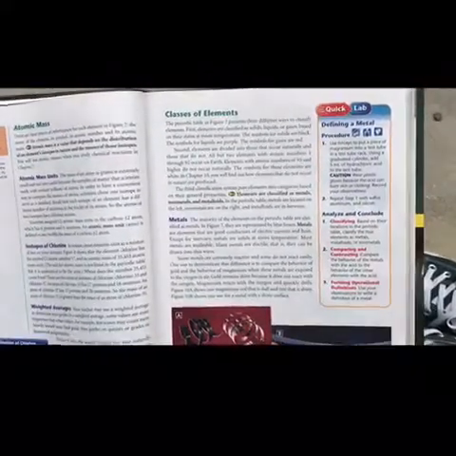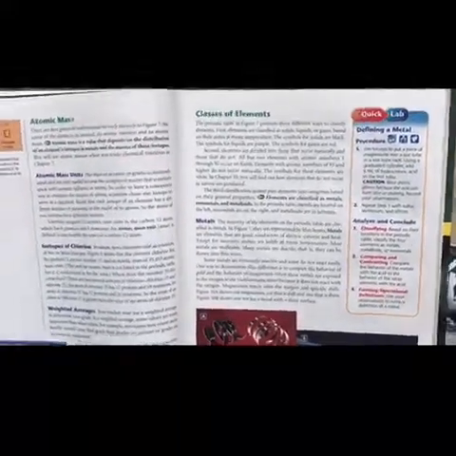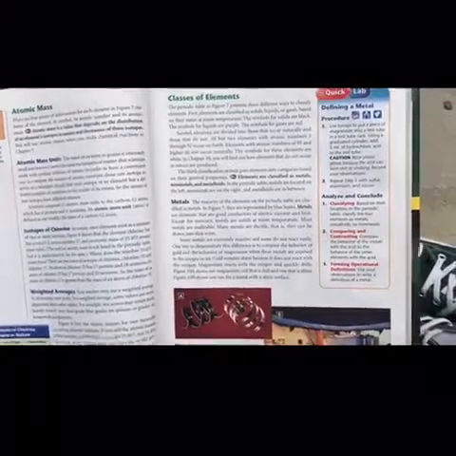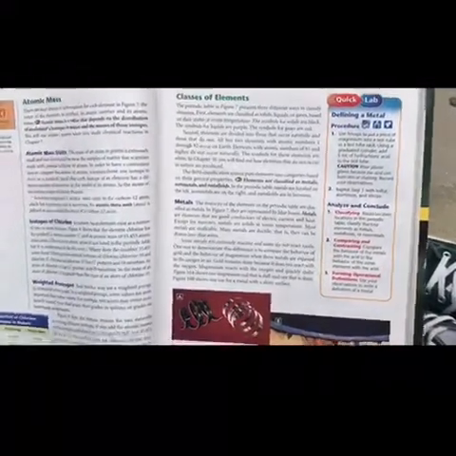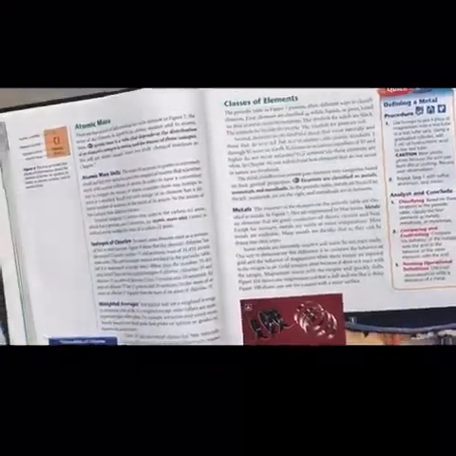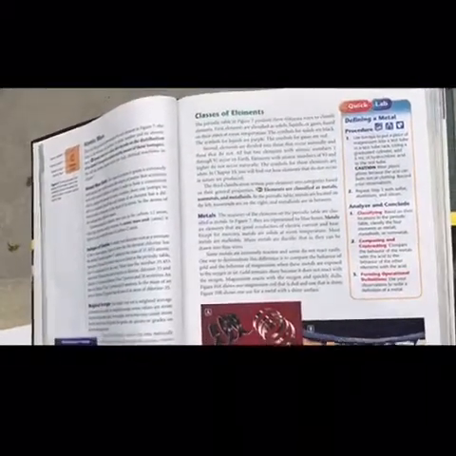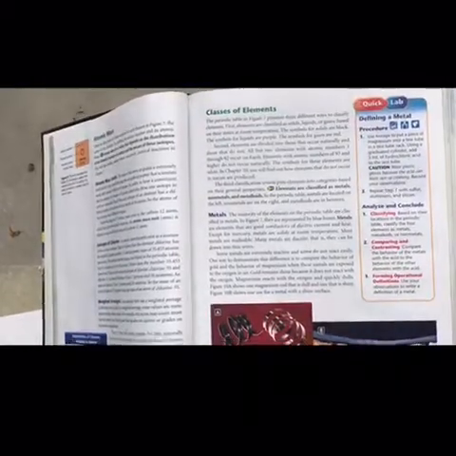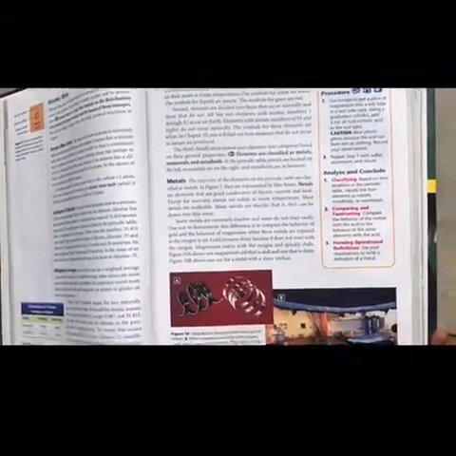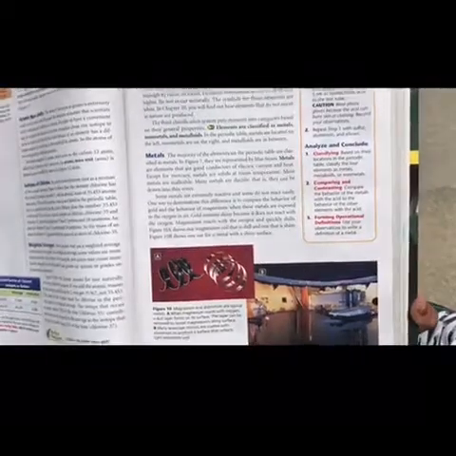Metals are elements that are good conductors of electric current and heat. Except for mercury, metals are solids at room temperature. Most metals are malleable. Many metals are ductile, that is, they can be drawn into thin wires. Some metals are extremely reactive and some do not react easily. One way to demonstrate this difference is to compare the behavior of gold and the behavior of magnesium. When these metals are exposed to oxygen in the air, gold remains shiny because it does not react with the oxygen. Magnesium reacts with the oxygen and quickly dulls.